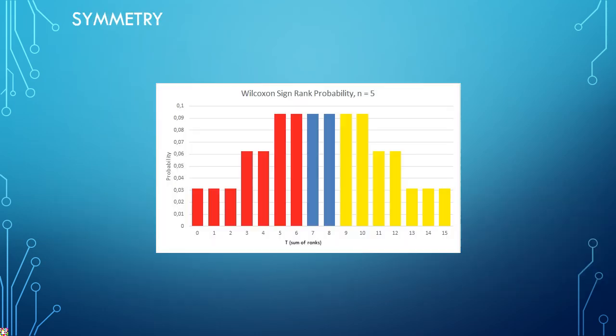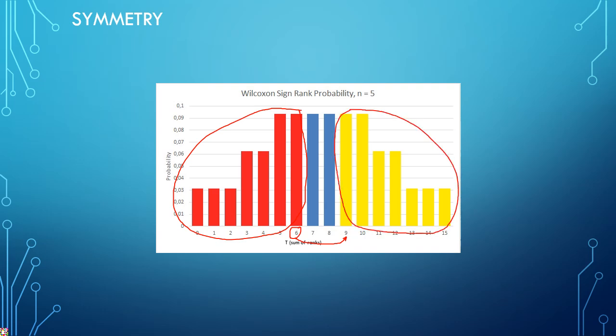This distribution is symmetrical, so that means that, for example, having a 6 or less would be the sum of all of these, the highlighted ones in red. It would be the same as if you take from the center the same amount, the same as 9 or more. So all these yellow ones together should give you the same value as all the red ones together.